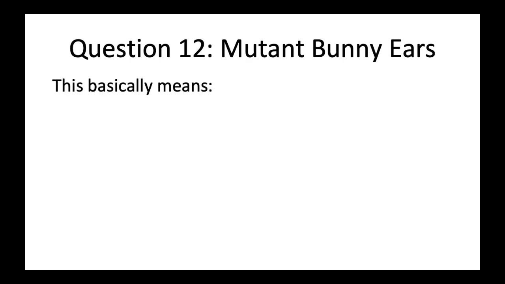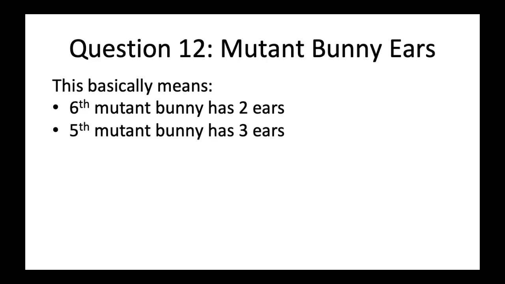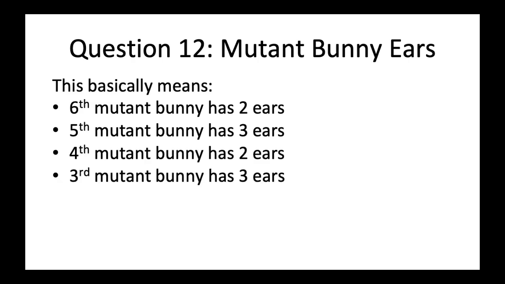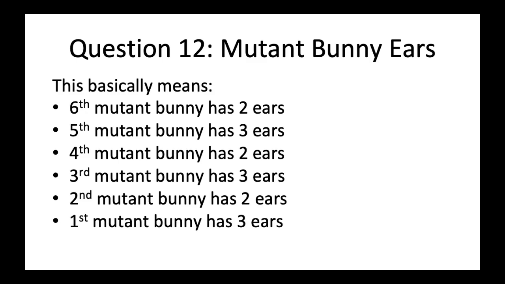Let's break down the question. This basically means every odd-numbered mutant bunny has 3 ears, and every even-numbered mutant bunny has 2 ears. So let's say we have 6 mutant bunnies. Our code should show that the 6th mutant bunny has 2 ears, the 5th mutant bunny has 3 ears, the 4th mutant bunny has 2 ears, and so on and so forth until we reach the 1st mutant bunny. All these ears should then be added together, and in this case, we get 15 ears.